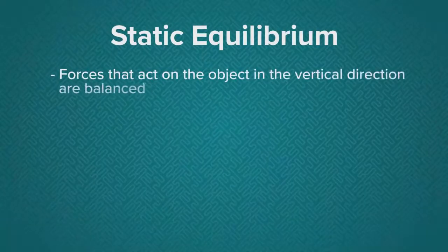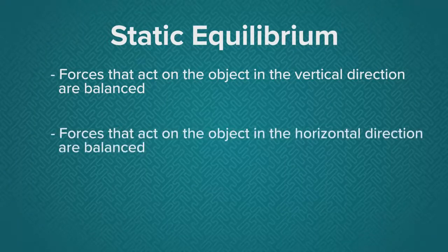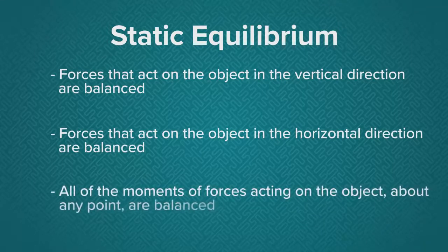If an object is in static equilibrium, the forces that act on the object in the vertical direction are balanced. Forces that act on the object in the horizontal direction are balanced. And all of the moments of forces acting on the object about any point are balanced.